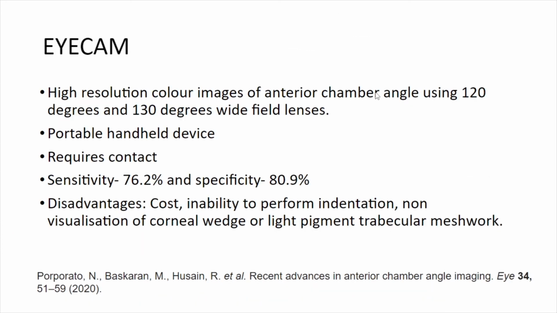Moving on to iCam. So the iCam provides us high resolution color images of the anterior chamber angle, and we can get 123 degrees and 130 degrees wide field lenses. The advantage is that it is portable and handheld, and the disadvantage is that it's costly. We cannot perform indentation, and we cannot visualize the corneal wedge, or if there is light pigmented trabecular meshwork, we will not be able to visualize that.